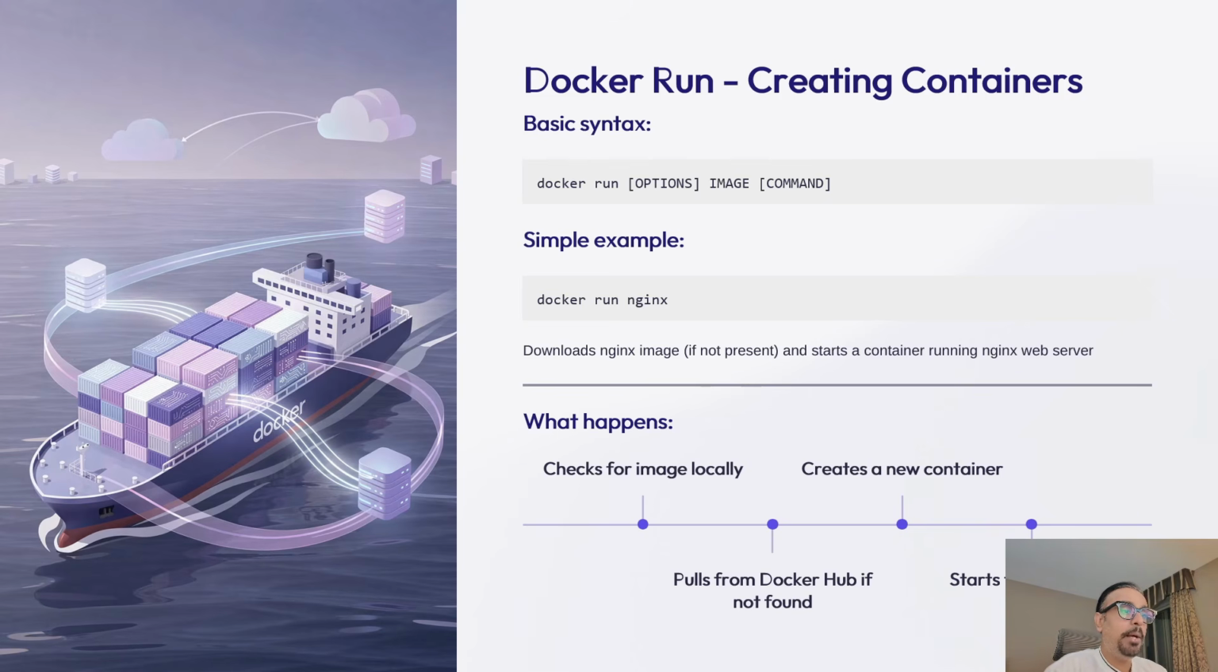Here's what happens behind the scenes when you run this command. First and foremost, Docker is going to check for the image locally. If not found, it will automatically download it from the Docker Hub.